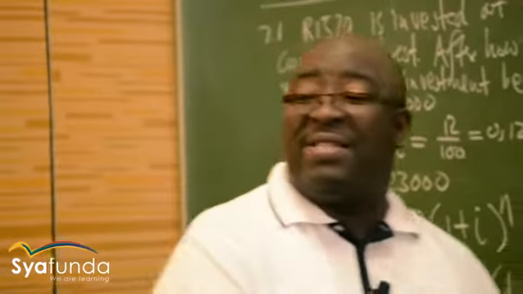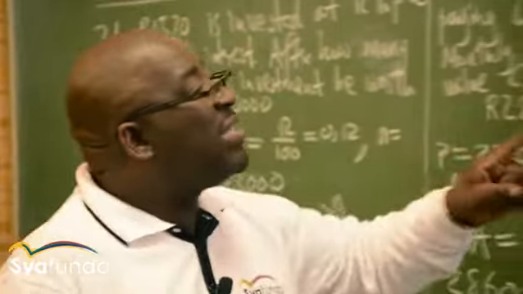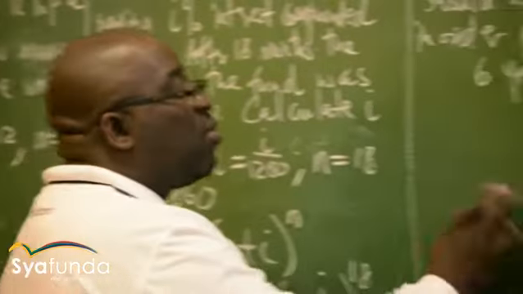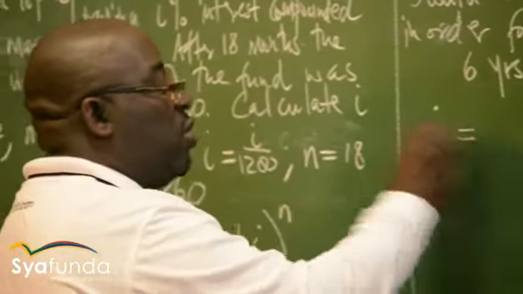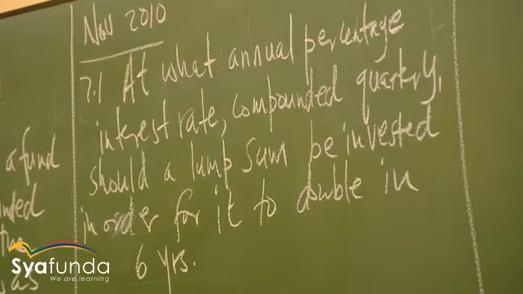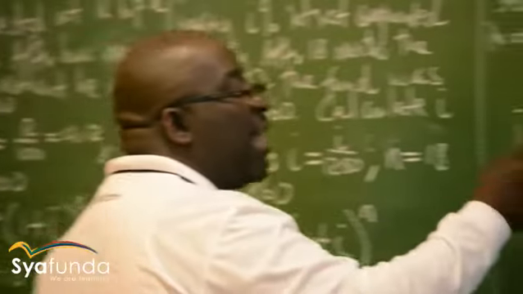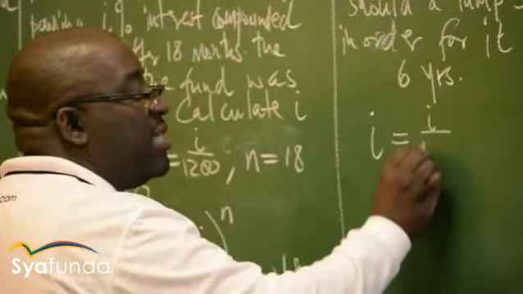Remember, we need to collect our data here first. At what annual percentage? We know that this question is asking for I. We don't know what I is. At what annual percentage interest rate compounded quarterly? Remember that I is always I over 100.